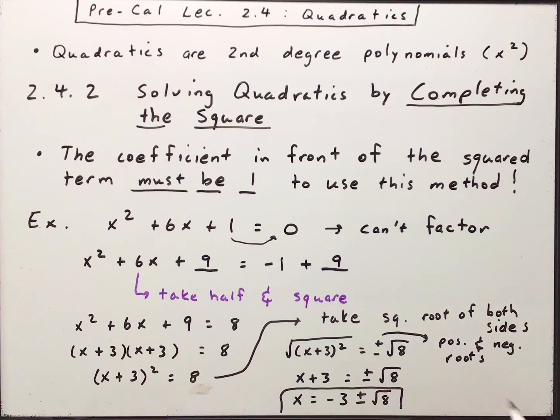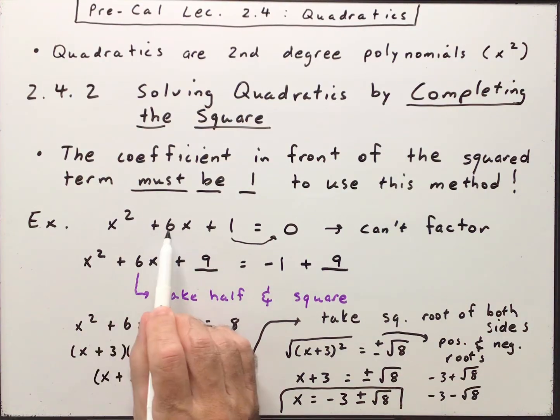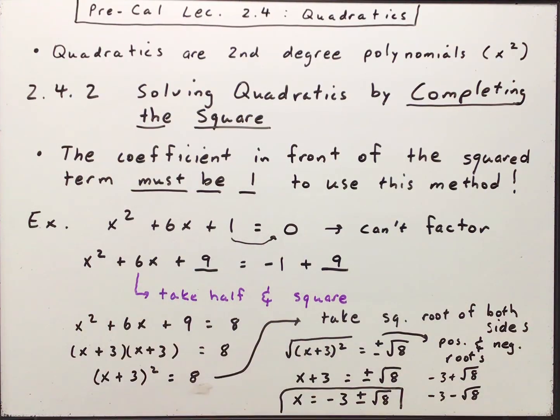Okay, so that's going to be -3 plus the square root of 8, -3 minus the square root of 8. You can put both of those numbers in your calculator. You'll get a decimal, and then plug it in, and you'll end up getting 0. There could be a little bit of rounding, but this is a fine way to present it. You can present it with the plus or minus.